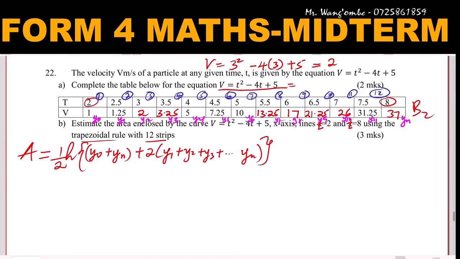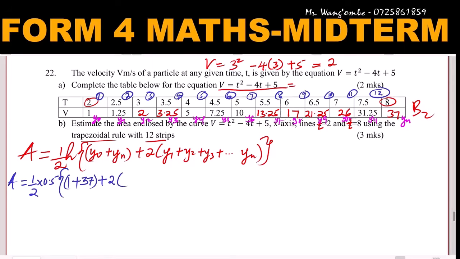So this will give the area. The height of each strip, from 2 to 2.5, and from 2.5 to 3, you can see there's a difference of interval 0.5. So that is 0.5. Height is 0.5. Then y0, the first one in that row where you have v, that is what you're reading, 1, plus the last one there is 37, that is yn. Then plus twice all the middle values there.